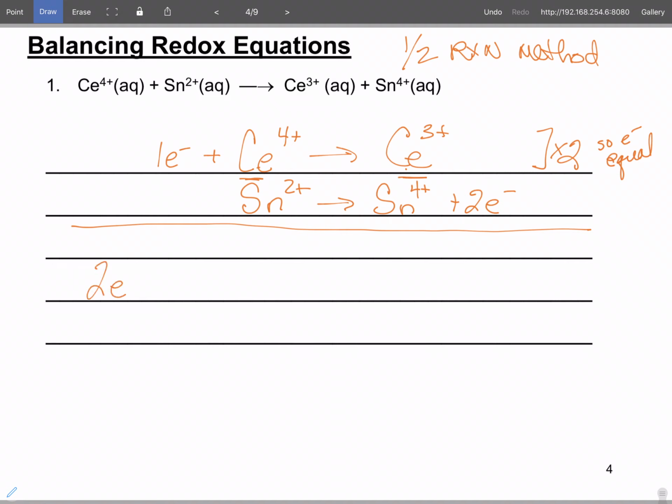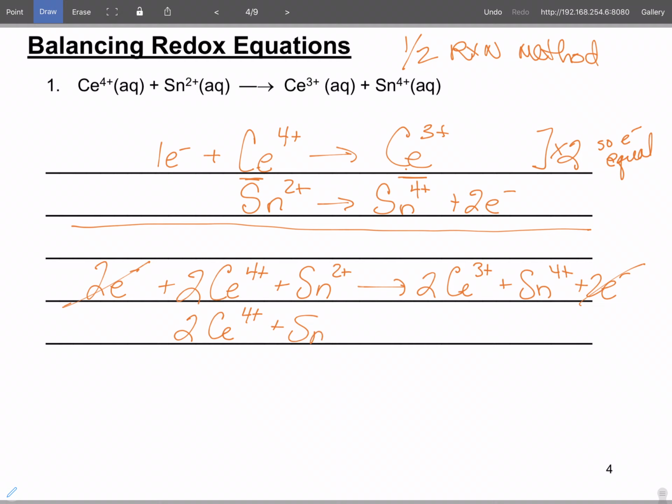So what we've got is 2 electrons plus 2 Ce4+ plus Sn2+. Notice I try to keep my arrows lined up. I got 2 Ce3+ plus Sn4+ plus 2 electrons. If you look at it, again, it's like a math equation. If you have plus x on both sides, you can eliminate it. So our net equation doesn't have any electrons in it, the visible electrons, and you just rewrite it.